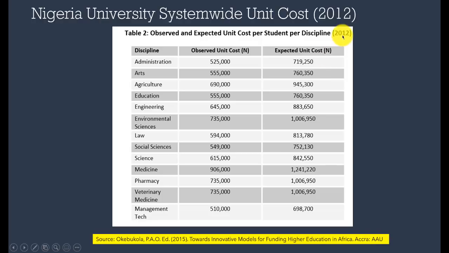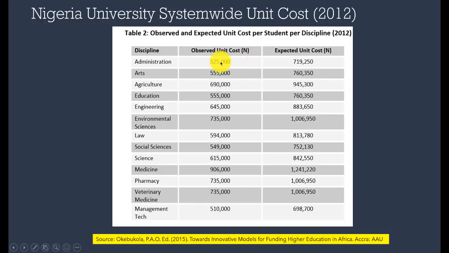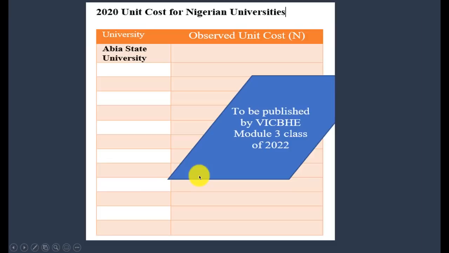In 2012, I did a study which came up with this. Administration, the actual is 525, expected 719. If you go back, you find that about 10 years, a decade before that time, it was 175, and now it's this. You can see the heavyweights here: environmental sciences 1 million, medicine, pharmacy, veterinary medicine. You get this from this UNESCO AAU book, Towards Innovative Models for Funding Higher Education in Africa.